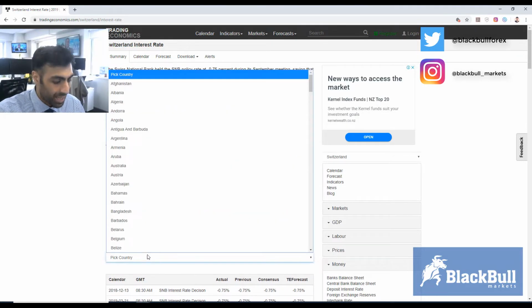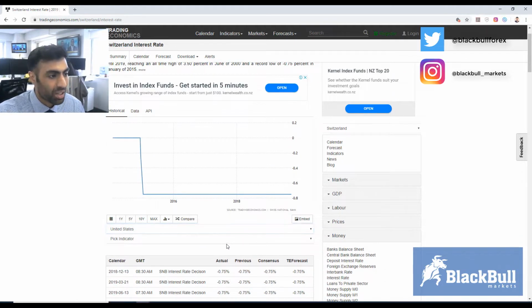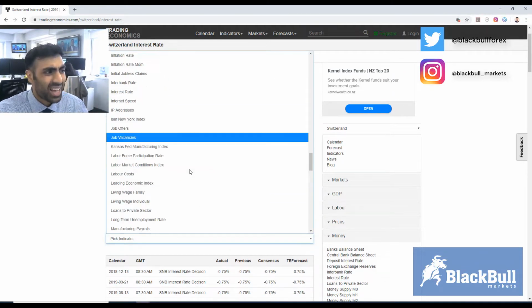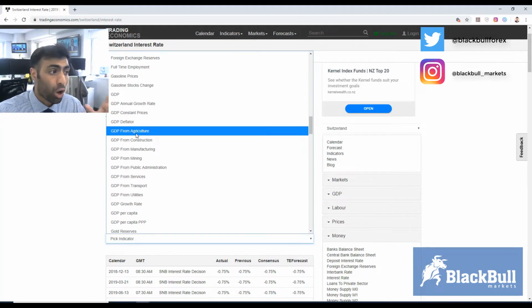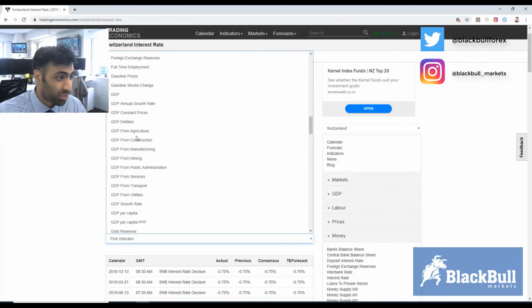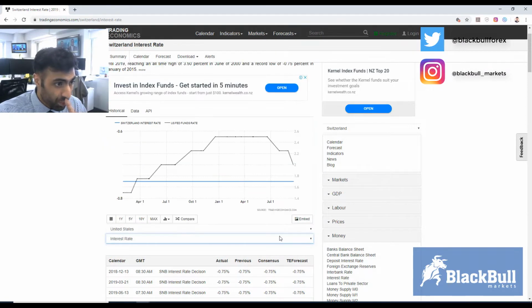Now, if you compare that to the United States interest rate, which gives you a positive yield, you'll be able to see that that creates the positive differential for holding a long dollar against a short Swiss franc trade. So let's just get this interest rate up here, and you can see that depicted on the chart.